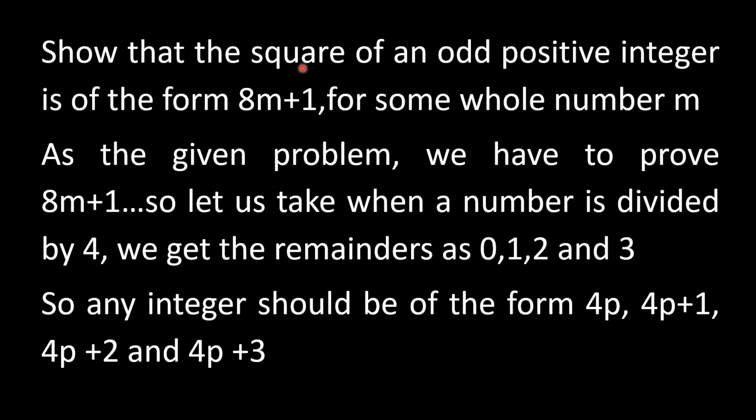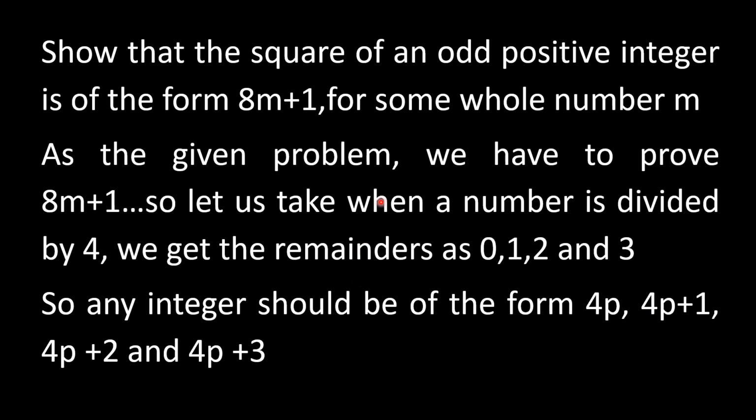Show that the square of any positive integer is of the form 8m plus 1 for some whole number m. As the given problem, we have to prove 8m plus 1. So let us take, when a number is divided by 4, we get the remainder 0, 1, 2 and 3. So any integer should be of the form 4p, 4p plus 1, 4p plus 2, 4p plus 3.